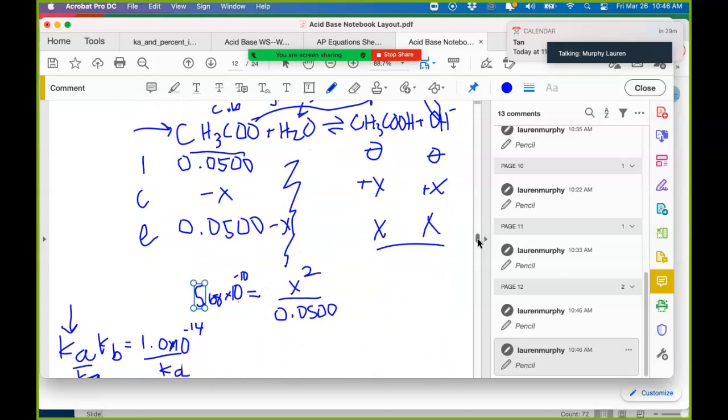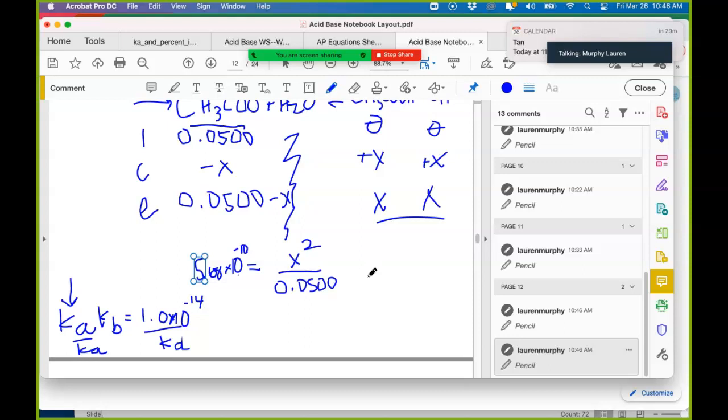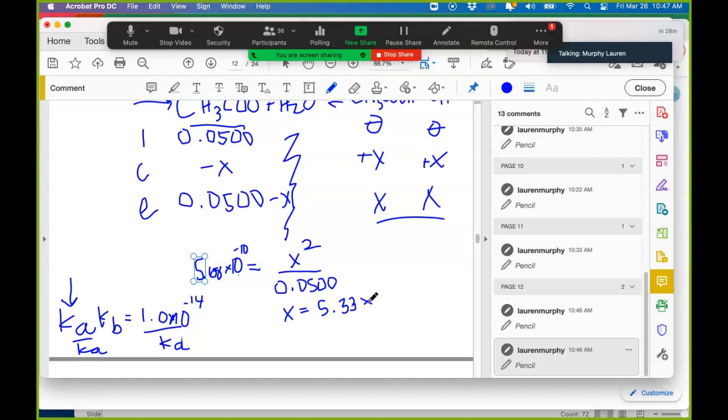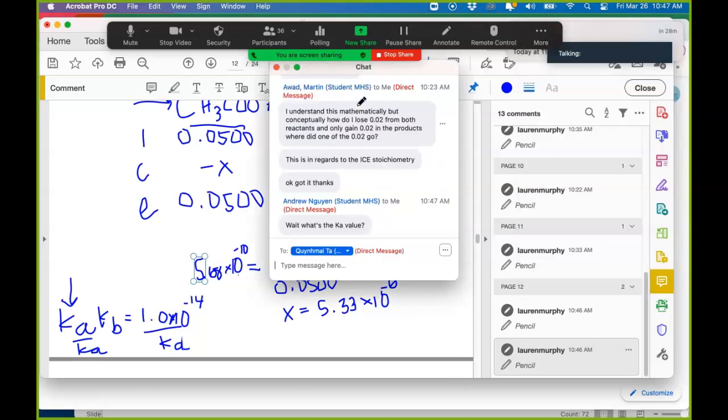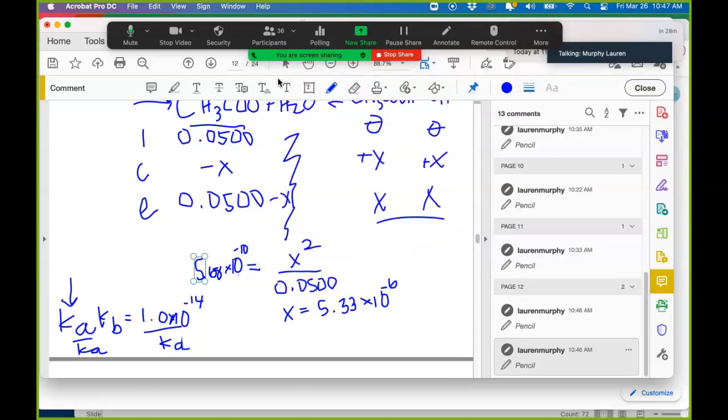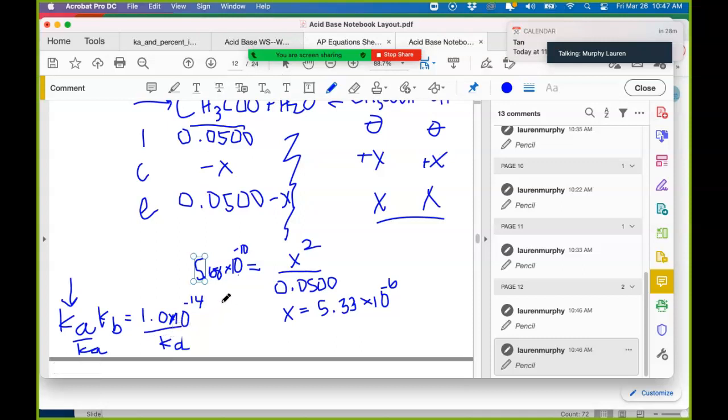Now I can solve, right? Multiply both sides by 0.05, take the square root, and x equals, I'm going to let you do that. I know you can multiply in square root, 5.33 times 10 to the negative 6. The Ka value is 1.76 times 10 to the negative 5th because that's the Ka of acetic acid. And this is acetate, which is the conjugate of acetic acid. It's given in the beginning of the problem.